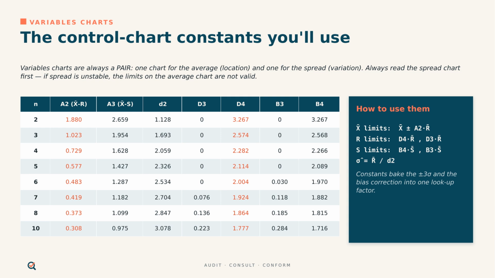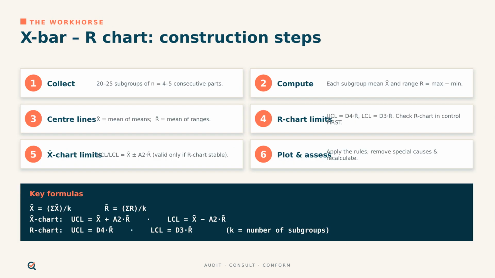To calculate the limits, you use a small set of standard constants, A2, D3, D4 for the range chart, and so on. Those constants bake the 3 sigma maths and a bias correction into a single lookup factor, so you don't have to derive anything. You just read the factor for your subgroup size and multiply. Let's build the workhorse, the X-bar and R chart, in 6 steps.